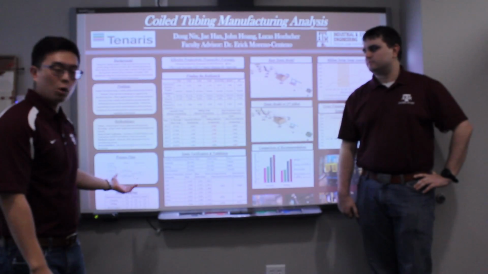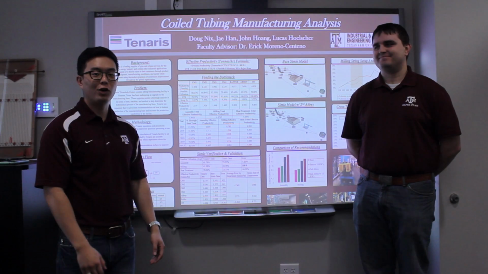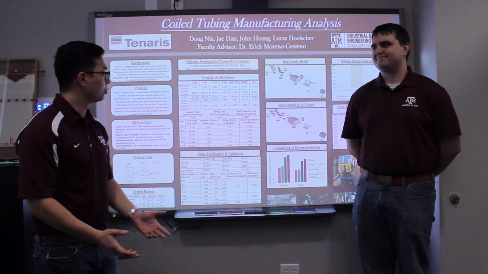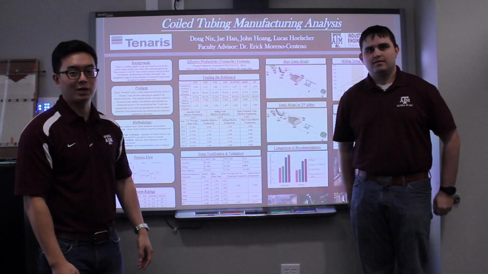So the scope of our process is going to be 3 departments. First, it will be the 4 assembly lines. Then it will be the 2 milling, depending on the diameter of the pipe. And then some percentage of the product will go to the heat treatment department. Our first step in tackling our problem will be finding the bottleneck, which Doug here will further explain.